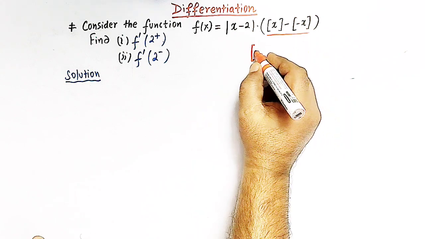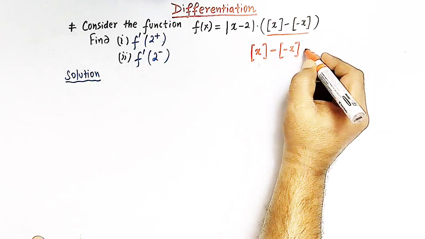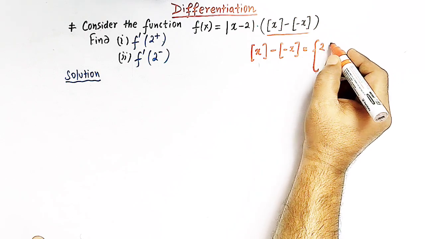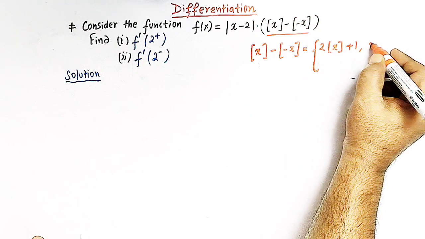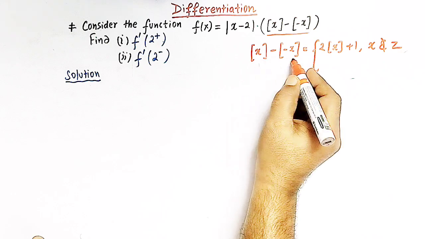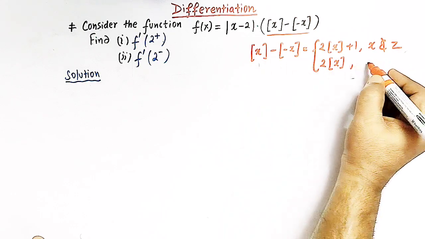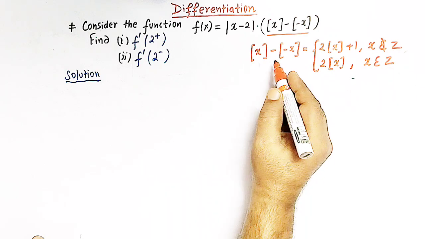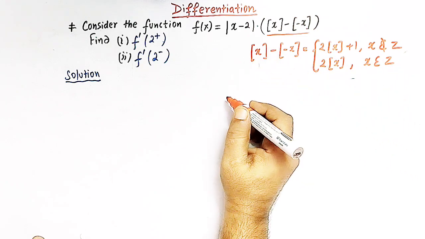Let us first consider the property of the greatest integer function, right? If we have the greatest integer of x minus the greatest integer of minus x, then this expression is equal to 2 times the greatest integer of x plus 1 whenever x does not belong to the set of integers, and this expression is equal to simply 2 times the greatest integer of x when x belongs to the set of integers, right? We can also verify this property by taking a particular value.